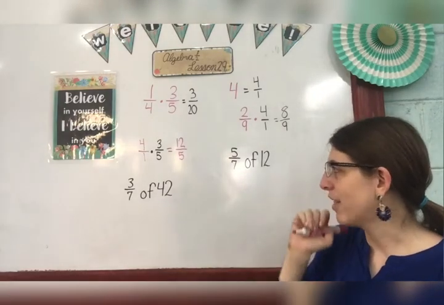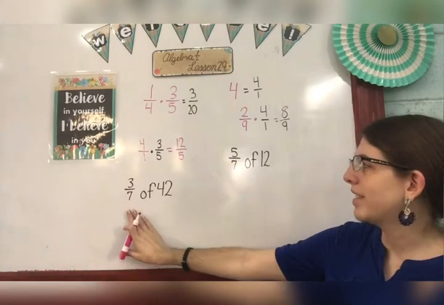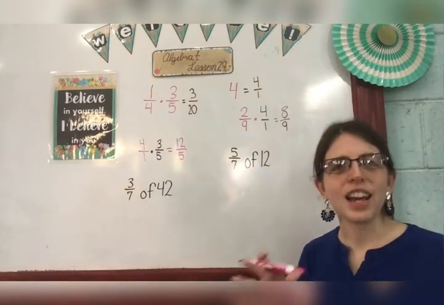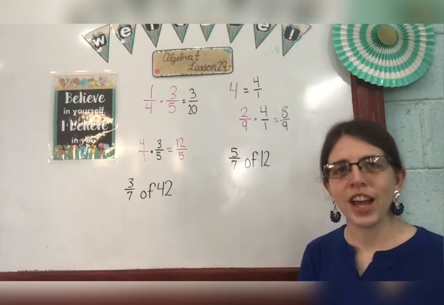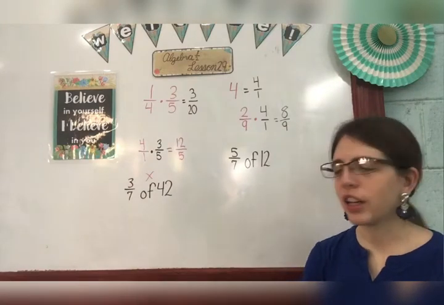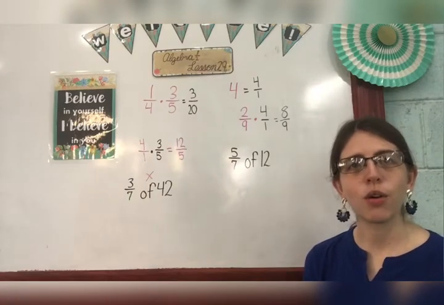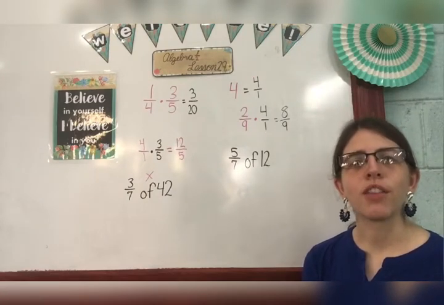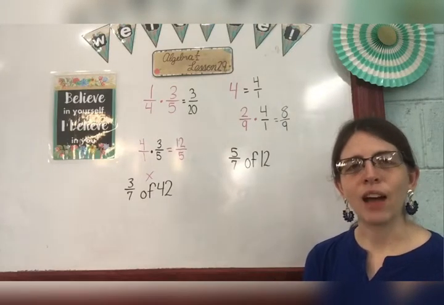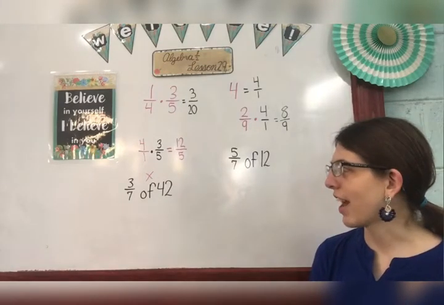Okay, now the next part of what we're looking at is when you see something like this. 3/7 of 42. 5/7 of 12. Anytime that you see that word of, just remember that of means multiply. Your book on page 85 goes through and shows you why that is true. I'm not going to go through it here on the video. Just remember that of in algebra always means multiply, okay? So let's check that out.